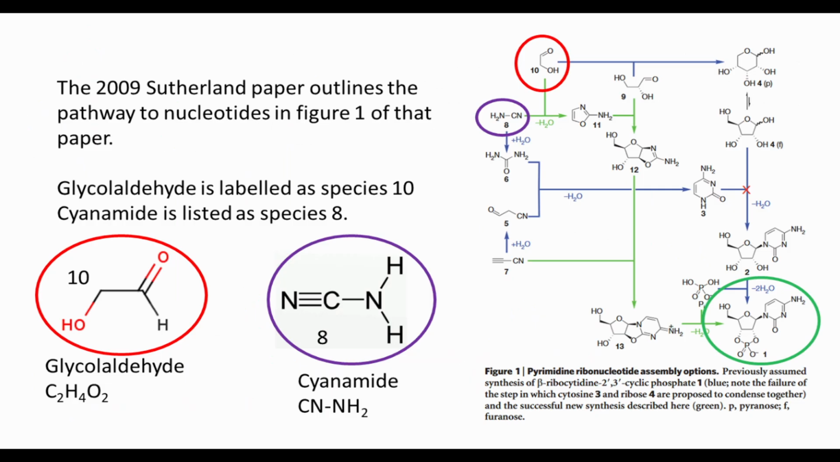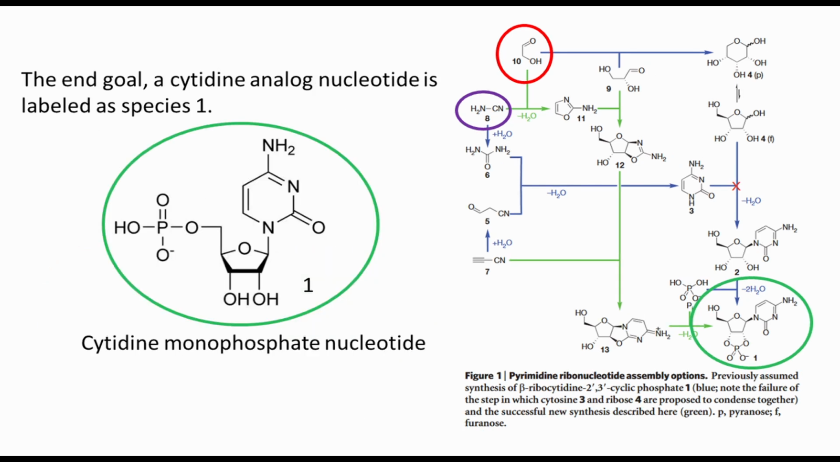The 2009 Sutherland paper outlines the pathway to nucleotides in Figure 1 of that paper. In the figure, glycolaldehyde is labeled as species 10, and cyanamide is listed as species 8. Glycolaldehyde, C2H4O2, is a precursor for sugar. Cyanamide, NH2CN, a product of limestone processing, adds to the nucleobase. The end goal, a cytosine analog nucleotide, is labeled as species 1.